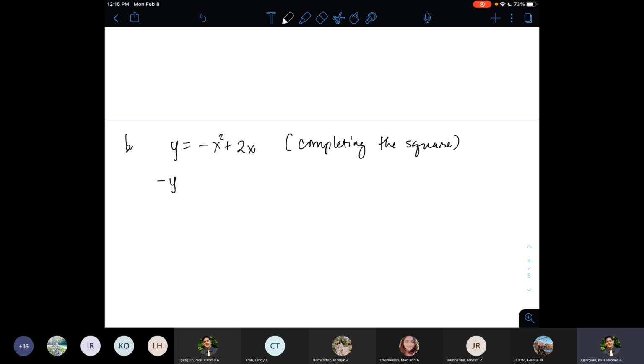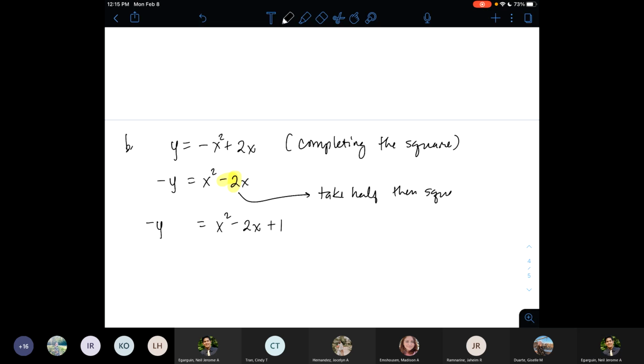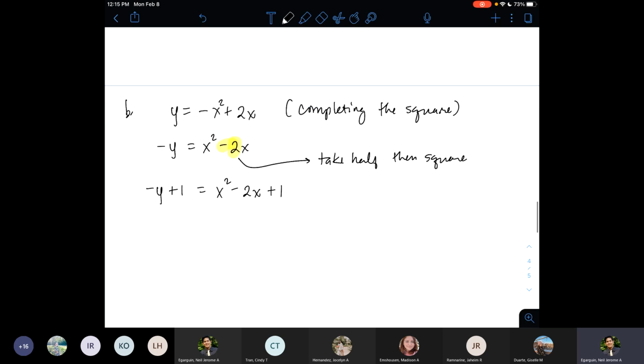So I'll have negative y equals x squared minus 2x, right? I only did that for the sake of the next step. Because if the coefficient of x squared is equal to 1, then the completing term will simply be the square of half of the middle term. So look at the middle term. The middle term is -2. Take half of it, so you get -1. Square -1, that's your completing term. So take half, then square. Half is -1, -1 squared is 1. That's why I knew I needed to add 1 to both sides.